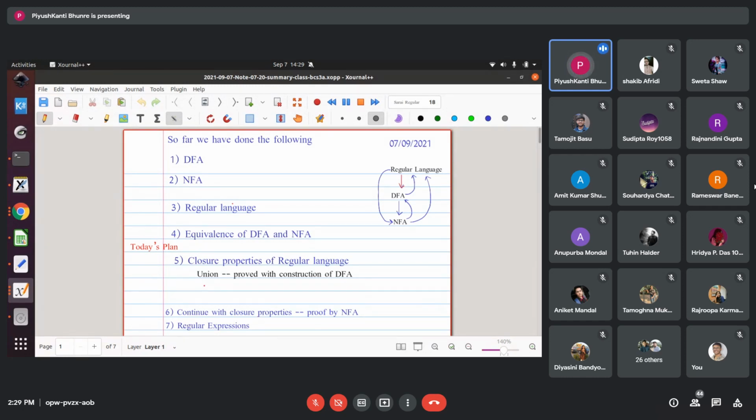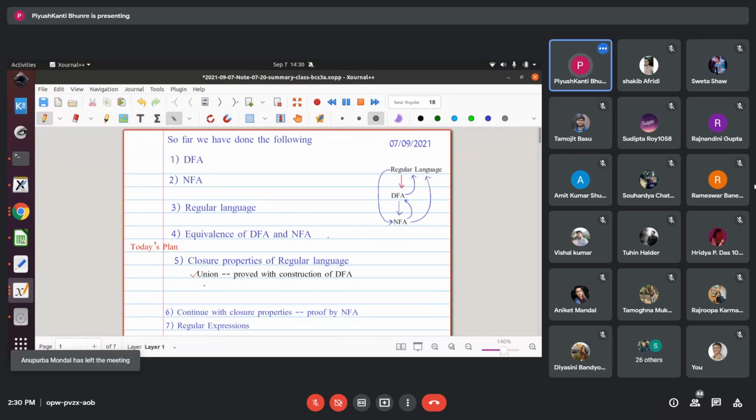And we also studied their properties. In fact, we have proved that the union of two regular languages is regular by construction of the DFA that recognizes their union. So today we'll also prove this particular property using non-deterministic finite automata. I think I have given some idea about the equivalence of DFA and NFA. So today we start from here.